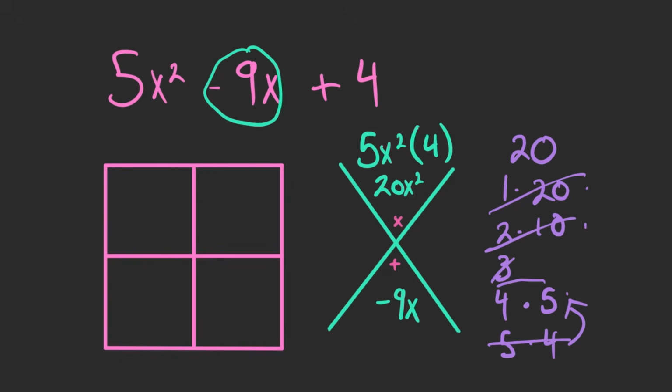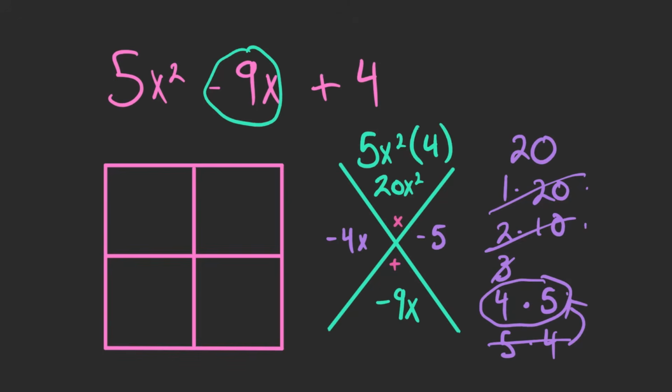Okay, so let's look at 4 and 5. 4 times 5 is 20. But 4 plus 5 is positive 9. But if I were to use negative 4 and negative 5, when I multiply a negative 4 times a negative 5, a negative times a negative does give me a positive 20. And if I were to add a negative 4 and a negative 5, that's going to give me a negative 9. So I found them. Those two numbers are negative 4 and negative 5.